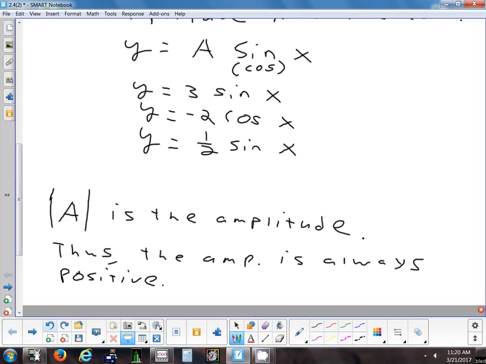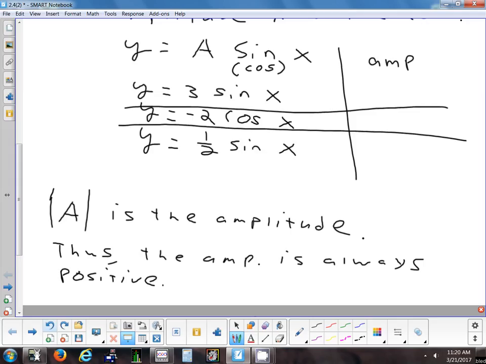The picture would look different, but the amplitude would not be different. So let's take a look at these and see if we can get the amplitude for these three. What's the amplitude of 3 sine x? 3. How about the amplitude of negative 2 cosine x? 2. It would be 2. And the amplitude of 1/2 sine x? 1/2. And now what if I put a negative in front of it? It's still 1/2. So the negative didn't change the amplitude, but it would change the picture.